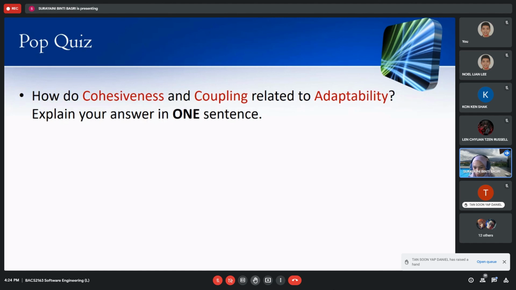Okay, so while we are waiting for both of them, we will read Wong's answer. Yep, Yap Hao Wong: if the coupling of a system is loose and the cohesion is functional, it is easily changeable in the future. So meaning it will have good adaptability. Right, Wong?